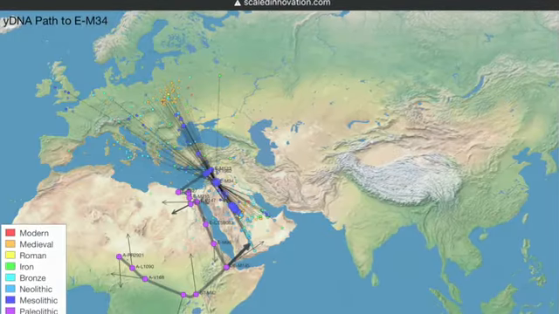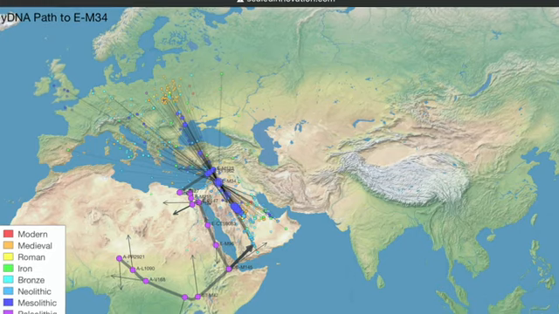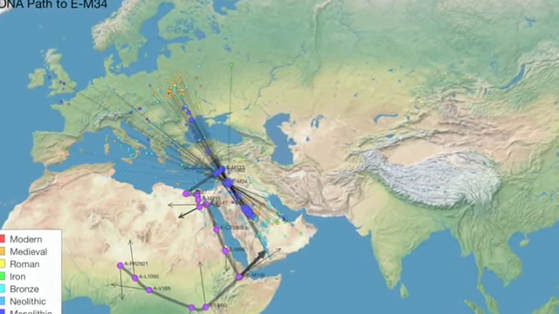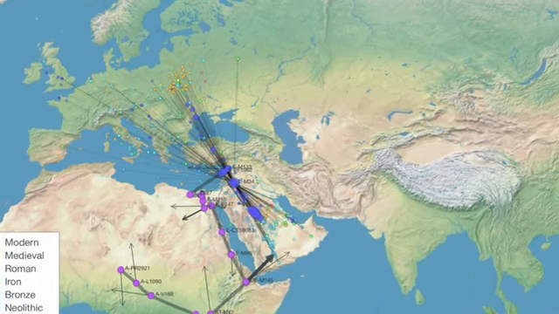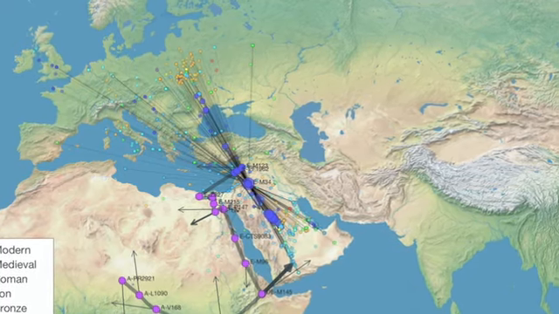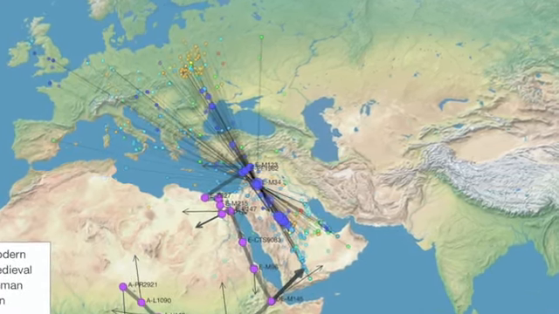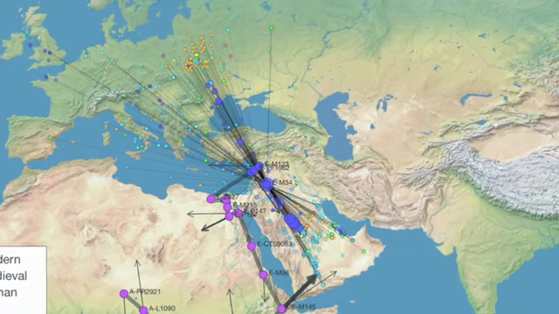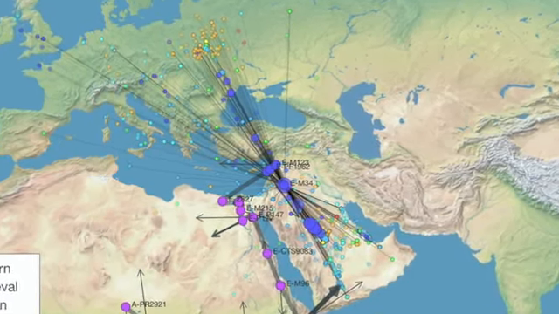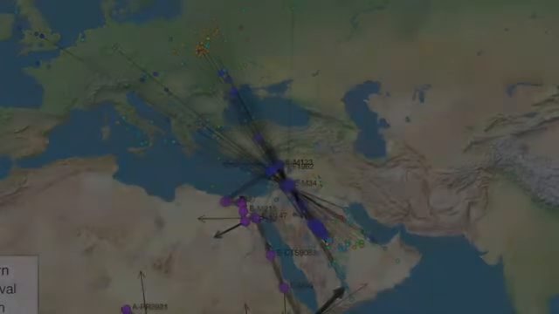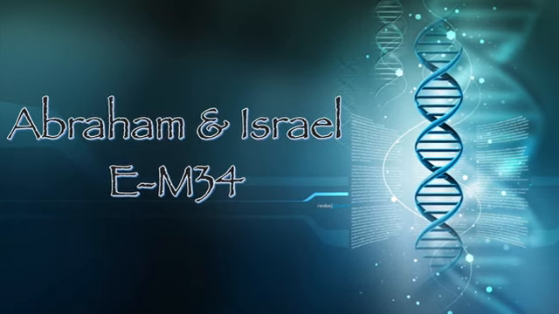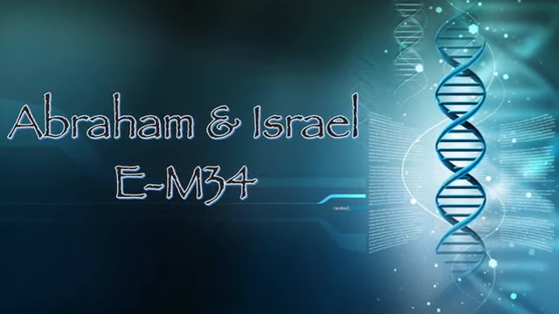Also, if you take a look at SNP Tracker and type in E-M34, you'll see a high distribution in the Arabian Peninsula as well as in other parts of the Middle East and the Mediterranean, and it seems that the split would have taken place in the Levant, with groups of Semites going into the Middle East of Arabia and other groups of Semites staying in the Levant and others expanding to the Mediterranean and Europe. With that being said, I will say that E-M34 is a great candidate for Abraham and the Israelites.